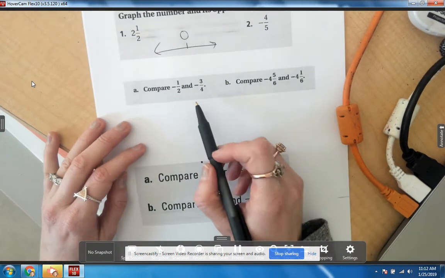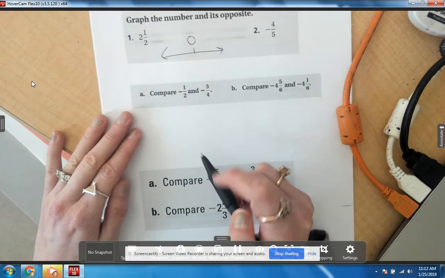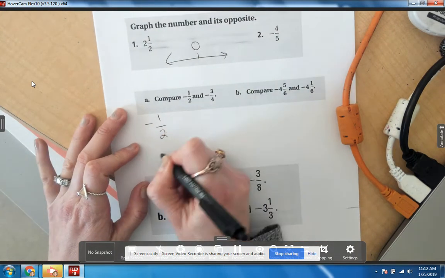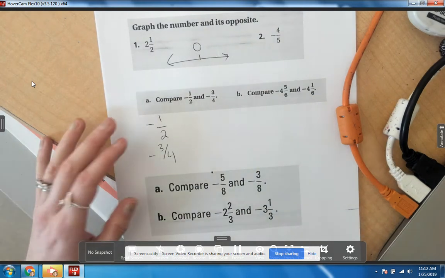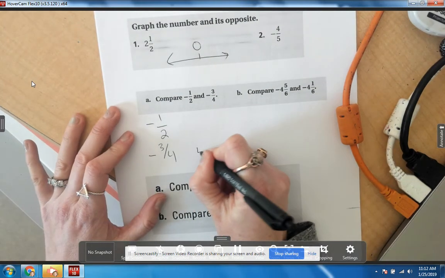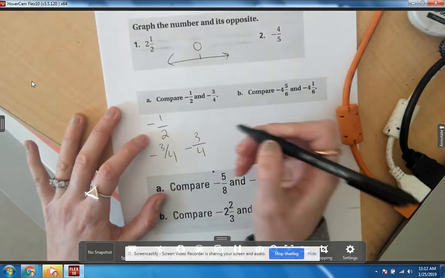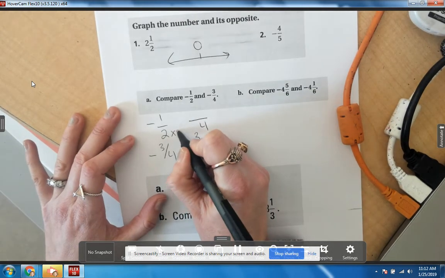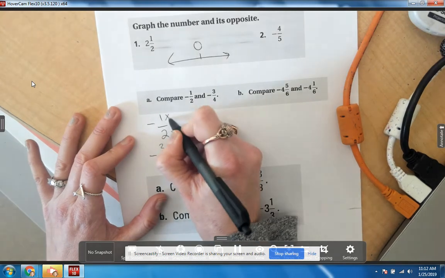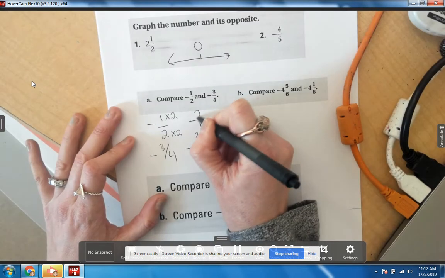Okay, now we're going to do some comparing again. You guys can just watch. I have negative 1/2 and negative 3/4. I need to have a common denominator, so they can both go into 4. That means this one didn't change at all. For this one, I have to multiply my old denominator by 2 to get 4, so I have to multiply the numerator by 2, which is 2.